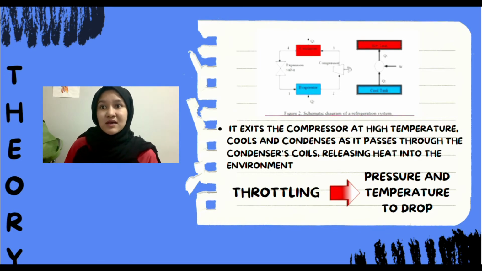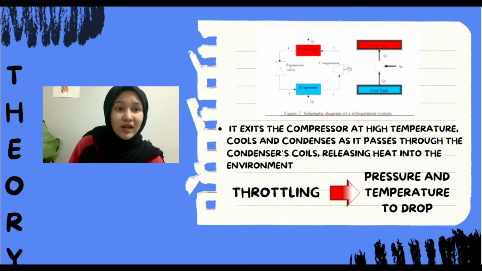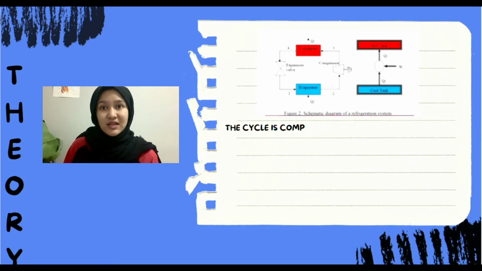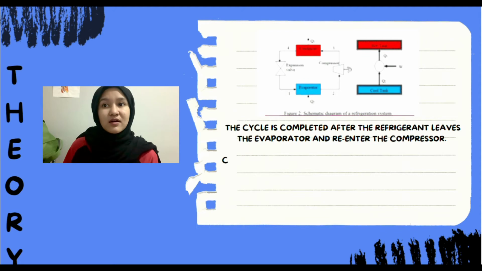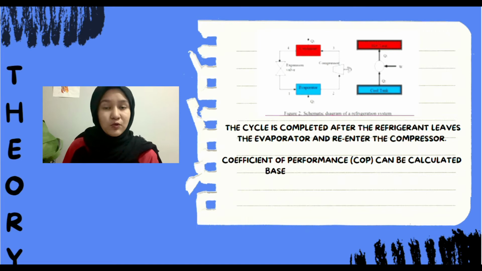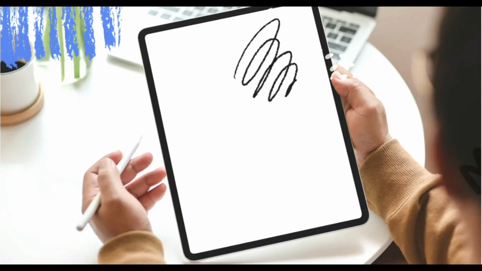Then it reaches a capillary channel where the throttling effect causes the pressure and temperature to drop. The low temperature refrigerant is pumped into the evaporator where it absorbs heat from the refrigerated room and evaporates. The cycle is completed after the refrigerant leaves the evaporator and re-enters the compressor. The coefficient of performance, COP, can be calculated based on the following equation: COP equals cooling effect divided by net work in.